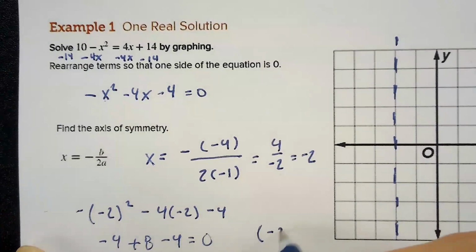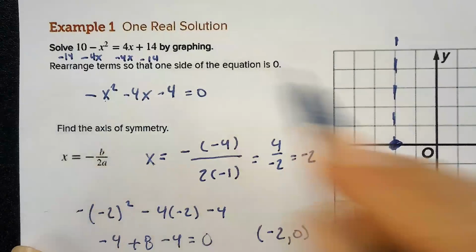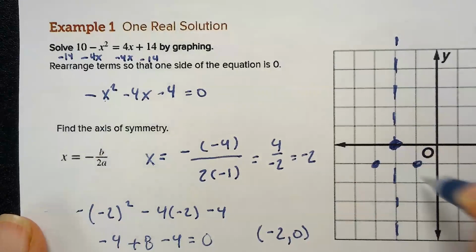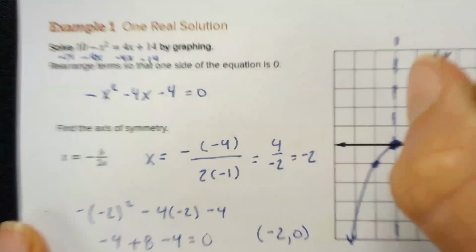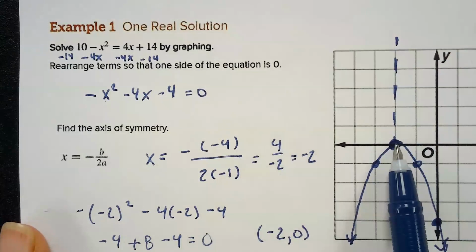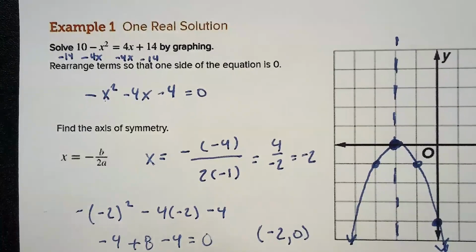And then from there, the graph is opening down. Down 1, over 1 in each direction. It goes through -4, which is my y-intercept. Remember, that's that c value. So my parabola is opening down like this. So the only place it touches the x-axis is at -2. The only zero of the function is -2. So the solution of the equation is -2.